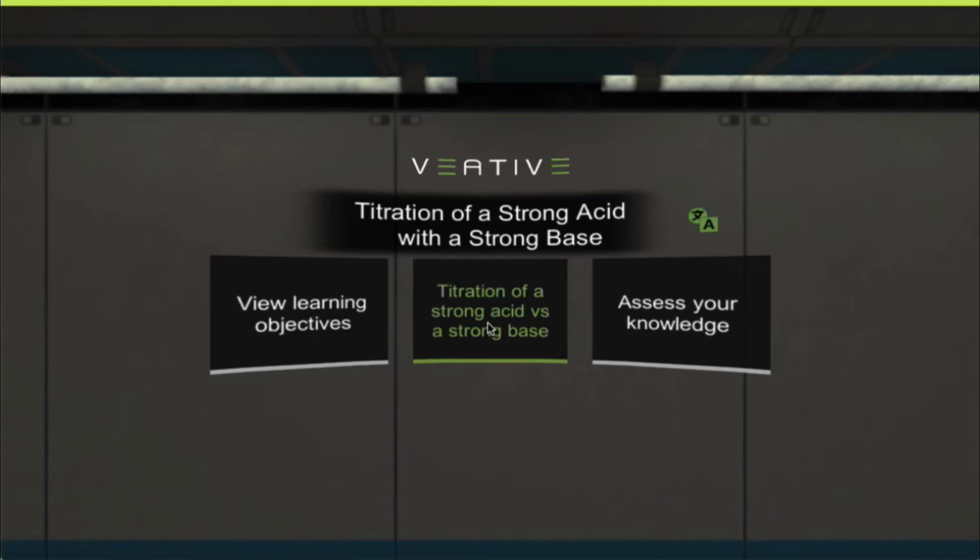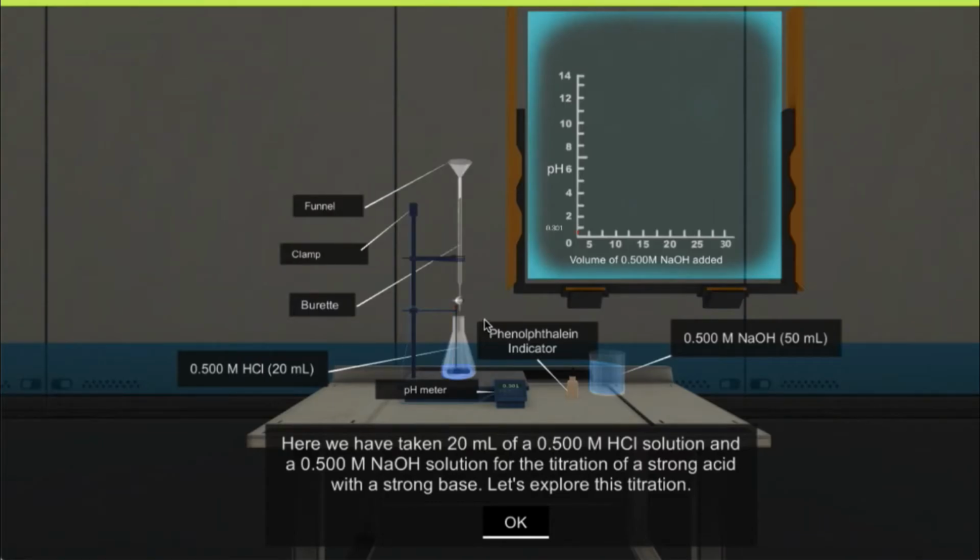A strong acid versus a strong base. Here we have taken 20 milliliters of a 0.5 molar hydrochloric acid solution and a 0.5 molar sodium hydroxide solution for the titration of a strong acid with a strong base. Let's explore this titration.